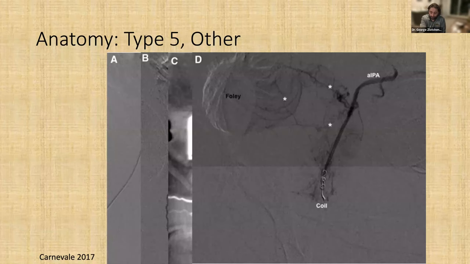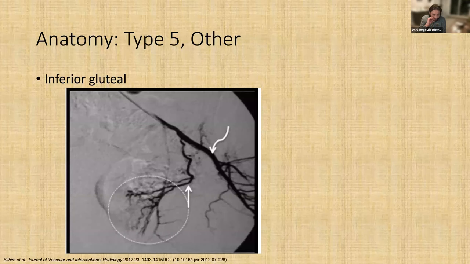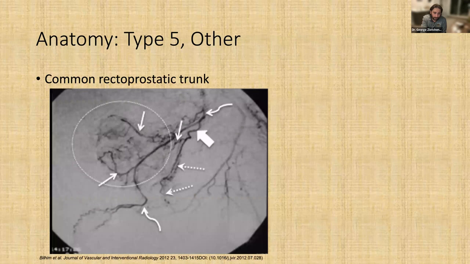This is just some more on that. Okay, this is a rare one. I haven't seen this yet. This is a prostate artery coming off the inferior gluteal artery. This one's coming off the superior gluteal artery. Common rectal prostatic trunk. So the rectal artery is that squiggly arrow feeding the rectum.